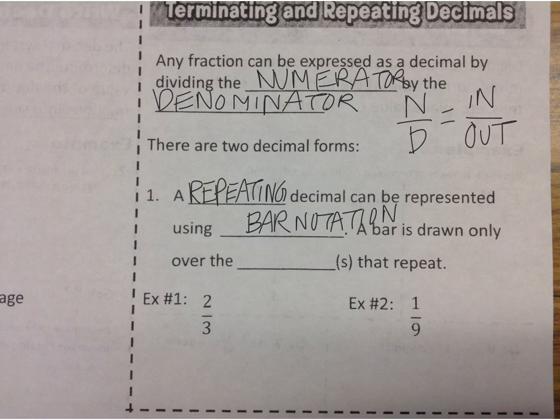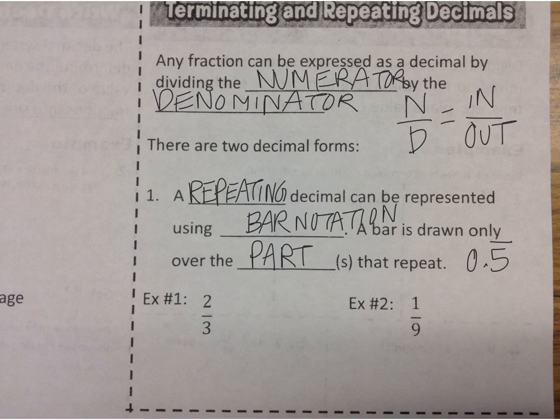For example, if I had 0.555 and it kept going, I could represent it as 0.5 and a bar over it. Now remember, the bar is only drawn over the part or the parts that repeat. If it does not repeat, you do not put the bar over it.